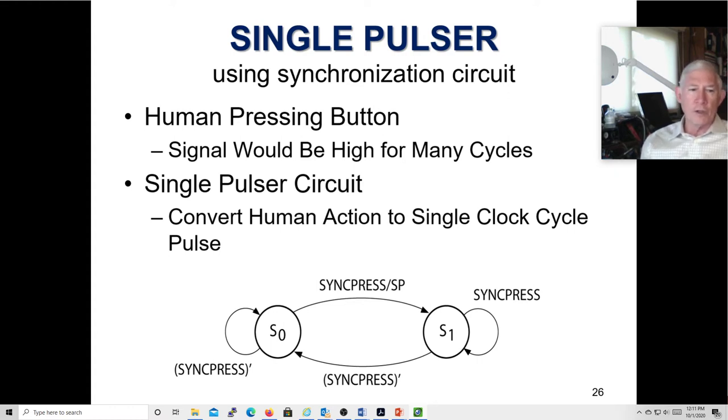So here's a pulsar circuit that converts the human action to a single clock cycle pulse. Okay, so it's a two-state device, state S0 and state S1. State S0 is that we're not indicating a pulse, and state S1 is we are indicating a pulse. We're generating that pulse. And then we have sync press. That's our synchronized press. And if there's no press, then we stay in our state S0. But if there is a press, then we make the single pulse true. And then as long as the sync press continues to be true, we stay in state 1. When it's no longer true, we default back to state S0. And then we wait there until the next press. And with the next press, we send out another SP pulse.